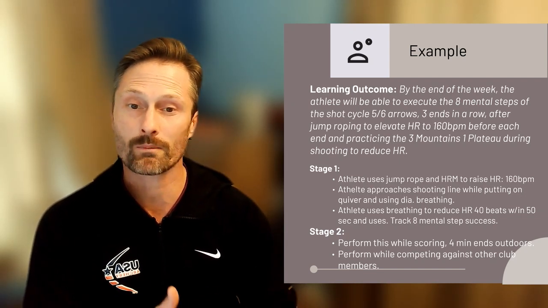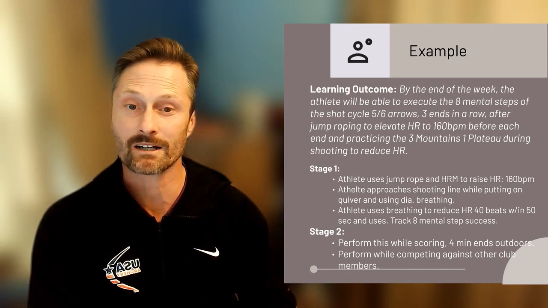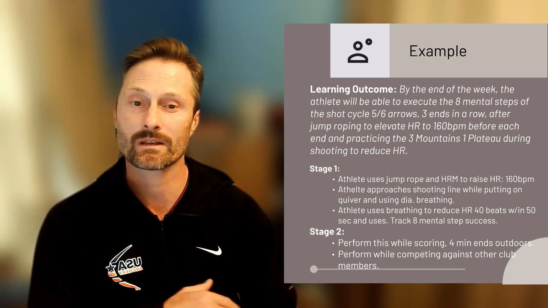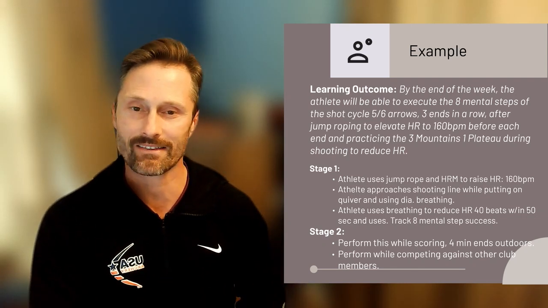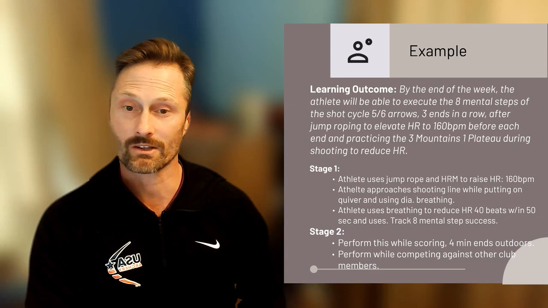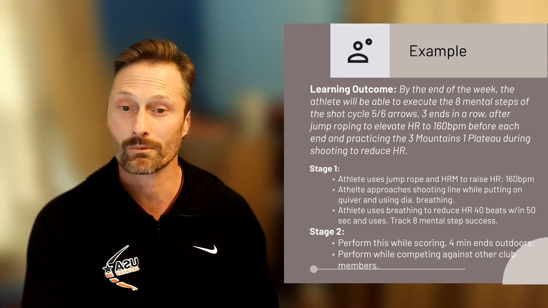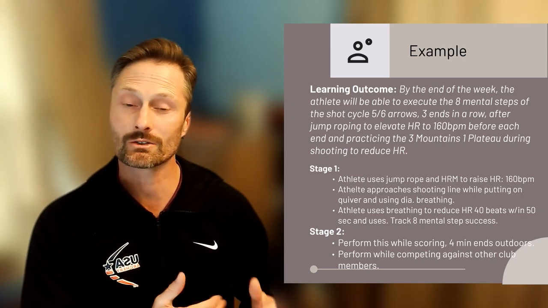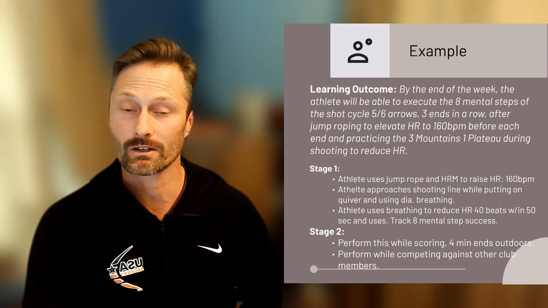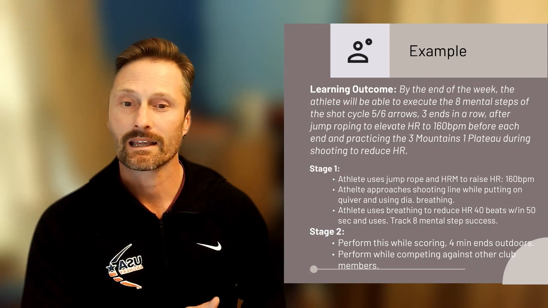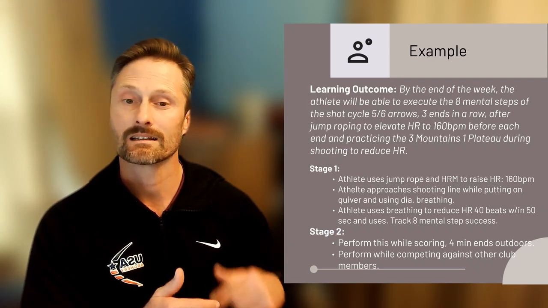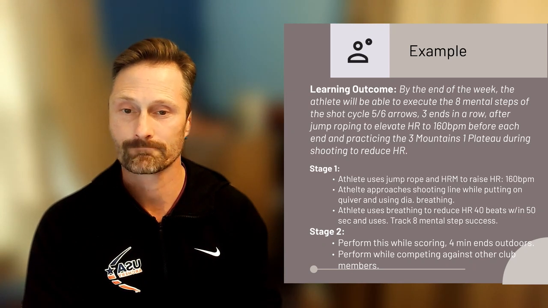And the reason why they're jump roping is because we want to elevate their heart rate to 160 BPM before each end, because we also want them practicing that 3 mountain, 1 plateau breathing cycle to reduce heart rate. Well, in stage 1 of this athlete, the athlete's going to use the jump rope to elevate the heart rate. Then they'll approach the shooting line while putting the quiver on, because you can't jump rope with a quiver on. And then they'll use the breathing cycle to reduce their heart rate by 40 beats per minute. And they're going to do that within 50 seconds and then execute the 8 mental steps.